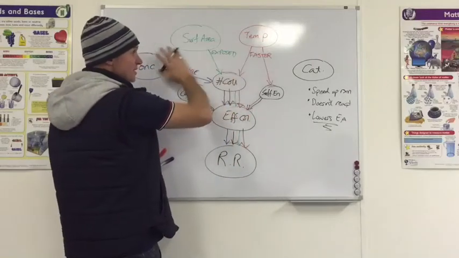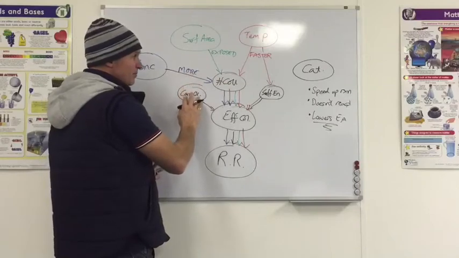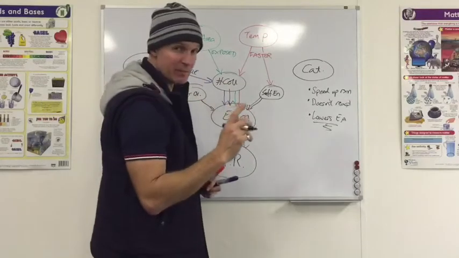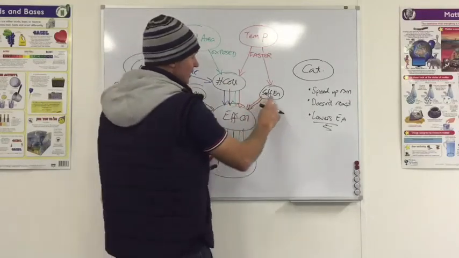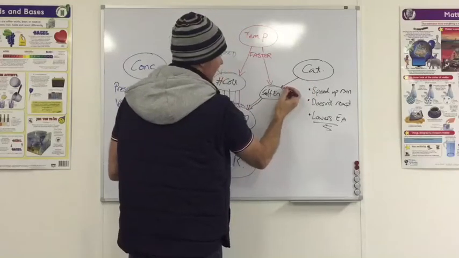In other words, it hasn't affected any of these other things. It hasn't affected the number of collisions. It hasn't affected the orientation. It hasn't even affected their speed. But what it has done is it means that when it does collide, it's going to happen more easily.